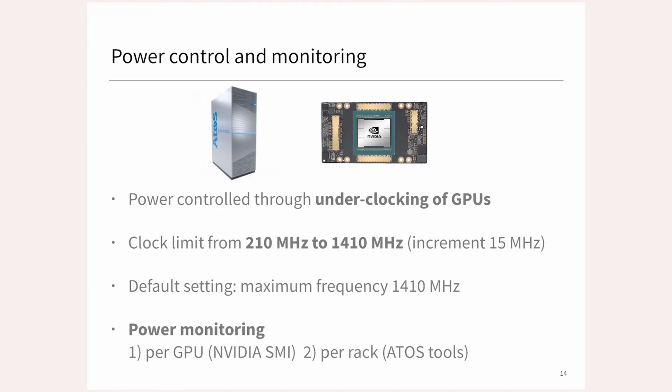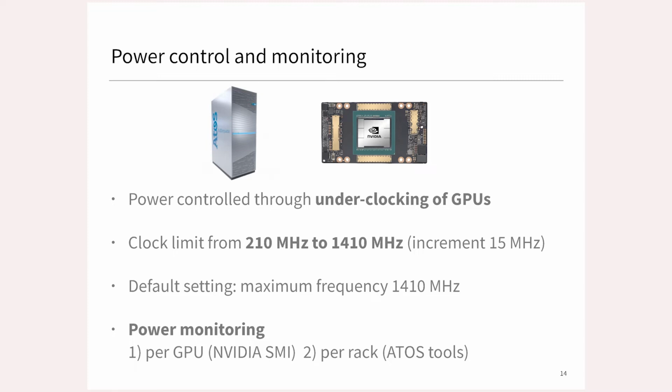So, about power control and monitoring. Here, the exercise of how to reduce the power draw of the machine is going to be done through underclocking the GPUs. So we're going to put some lower frequency limits on the GPU, and this is performed through the Nvidia SMI interface. The idea would be to underclock the GPU down to its lowest frequency, and doing the scanning, see how the performance of the code evolves.